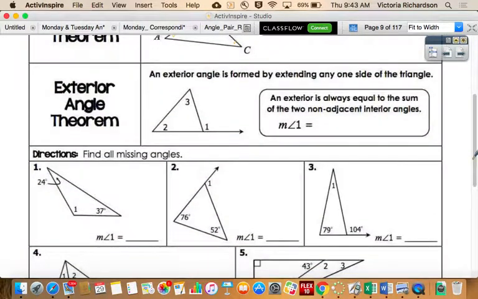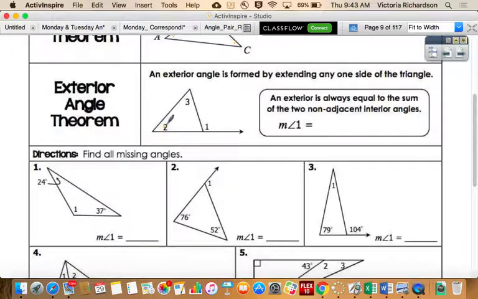Another part of this is called the exterior angle theorem. Remember, a theorem is nothing more than a rule in math. So an exterior angle is formed by extending one of the sides of the triangle. So we took this side of the triangle and we just made it a little longer, and we have this exterior angle. It's on the outside of the triangle, that's why it's called exterior.